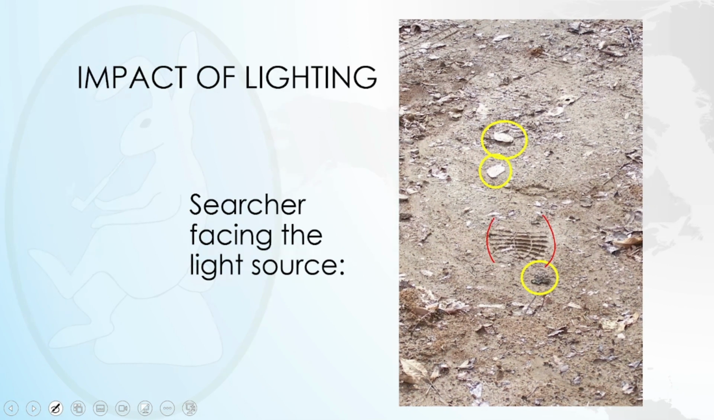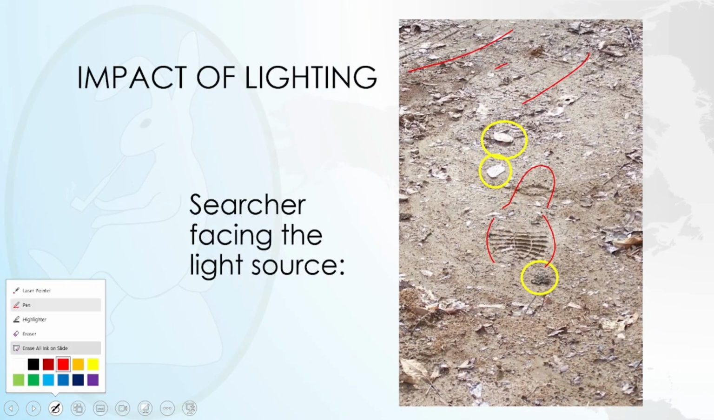So not only do we see this track, but we also see the stuff back here in the background. We see the tire tracks. We can see the heel. We actually see the whole track here as well. So this is a good look here at the effects of lighting on a track.